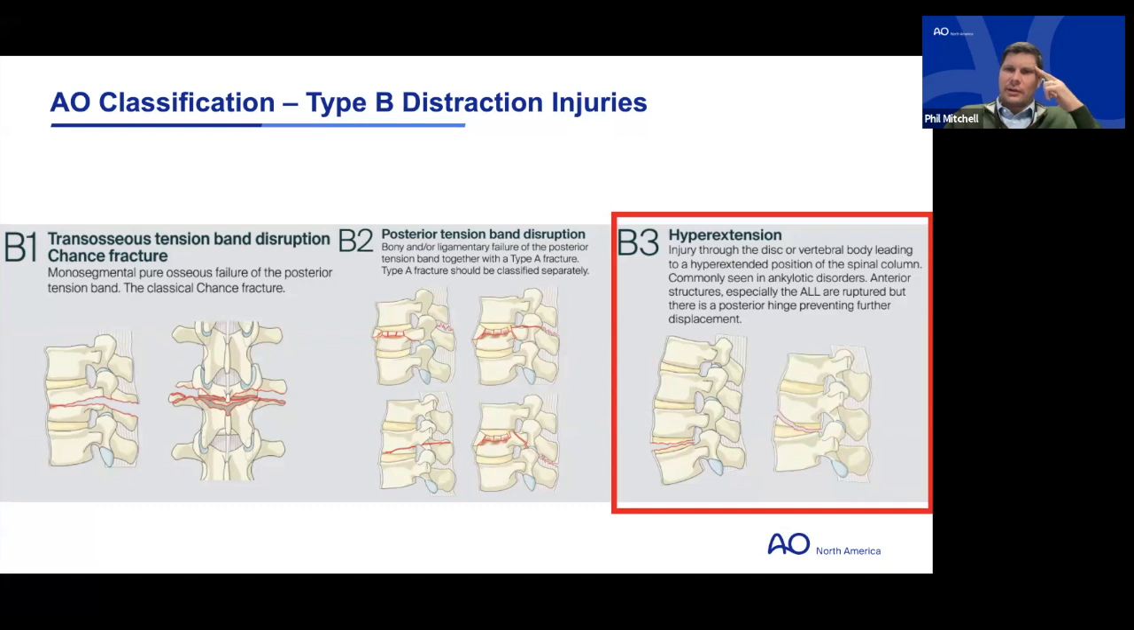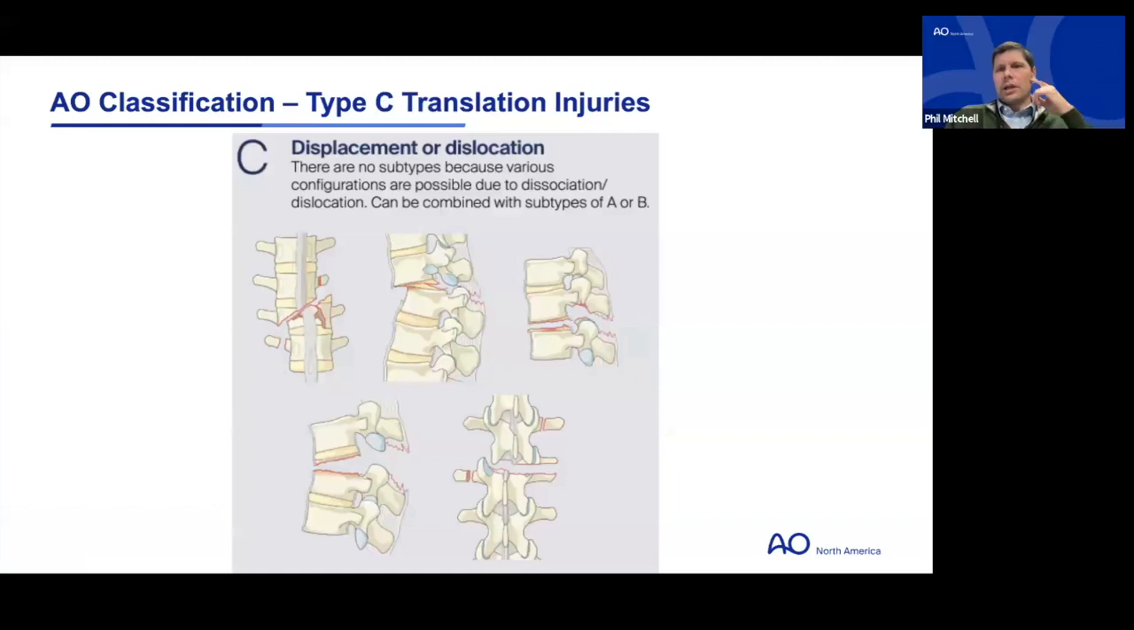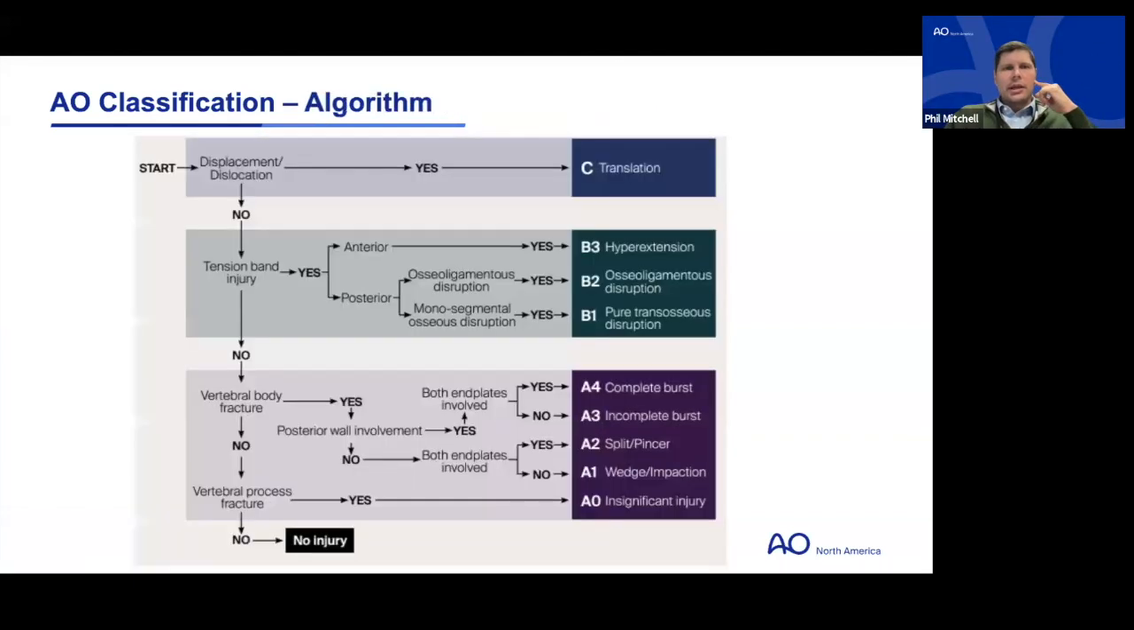Is that accurate? Yeah, the A's can be a little bit more complex depending on, like, A3/A4s, stuff like that. But for B types, they're distraction injuries. So it's a tension band injury. It's either the anterior tension band fails in extension, which is what we just saw, which is a B3 injury, or it's more of a flexion distraction injury and the posterior tension band disrupts, and that's a B1 or B2. Perfect. And then the C type, which James showed before in the case prior.